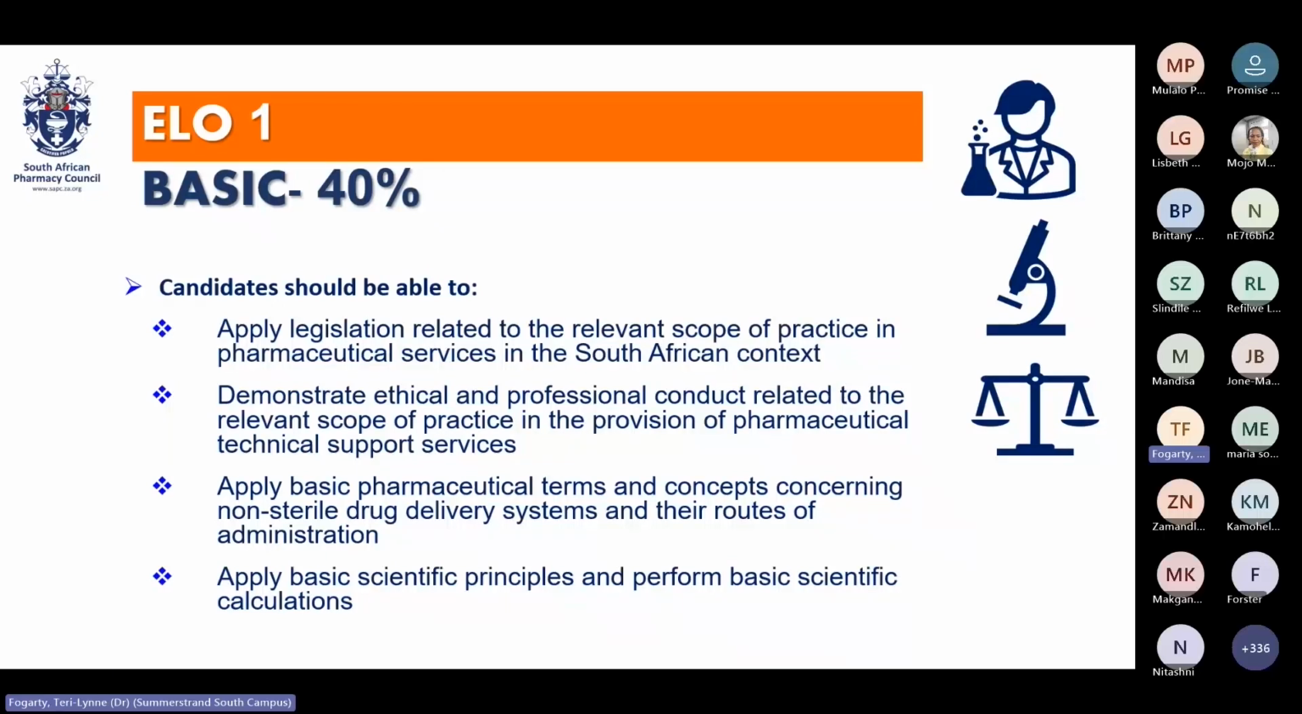The second competency that you should be able to do is to demonstrate ethical and professional conduct related to your relevant scope of practice. Now, if you look at the documentation, on the Pharmacy Council website, you will see that there is a code of conduct for pharmaceutical personnel. And so you need to be aware of what that code of conduct is and be able to apply it to a scenario maybe that you might find yourself in, where you have to make a decision about your ethical conduct and your professional conduct in a pharmacy.